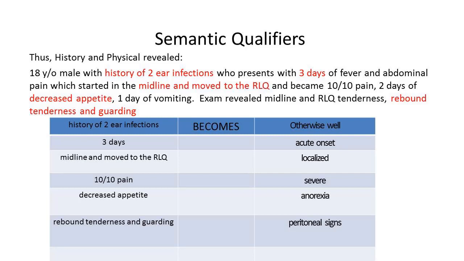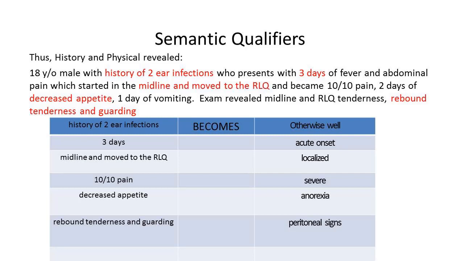So to review, our patient presented as an 18-year-old male with a history of 2 ear infections who presents with 3 days of fever and abdominal pain, which started in the midline and moved to the right lower quadrant, became 10 out of 10 pain, and had 2 days of decreased appetite, 1 day of vomiting. Exam revealed midline and right lower quadrant tenderness, rebound tenderness, and guarding.